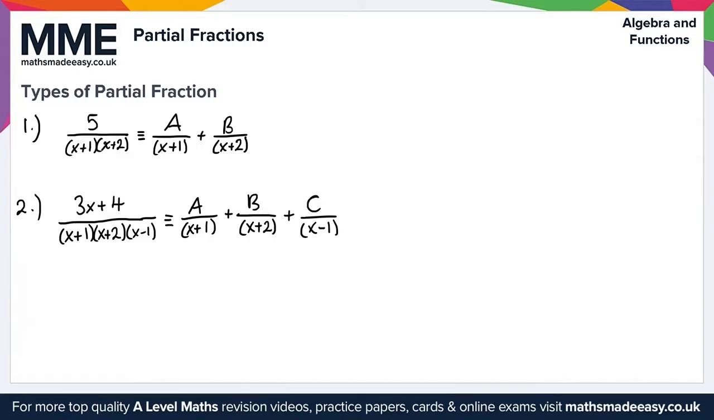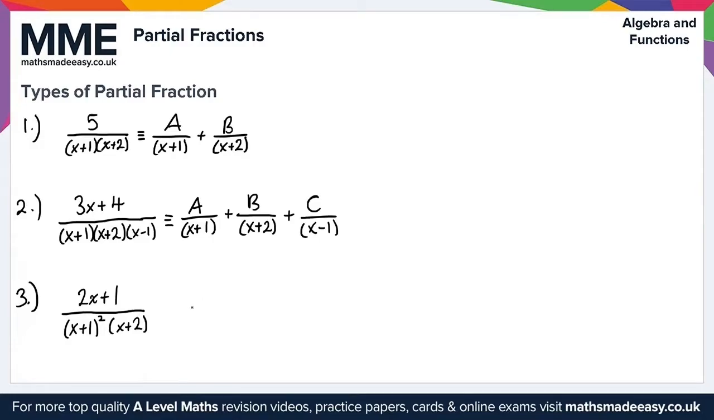Okay. And finally, moving on to our most complicated example here for partial fractions, and that's a fraction with one linear term and a repeated term. So what do we mean by that? Well, for a fraction with one linear term and a repeated term, we could have, for example, 2x plus 1 over x plus 1 squared times by x plus 2.